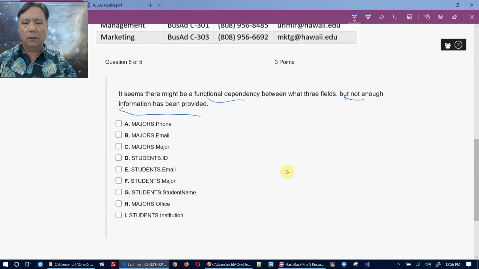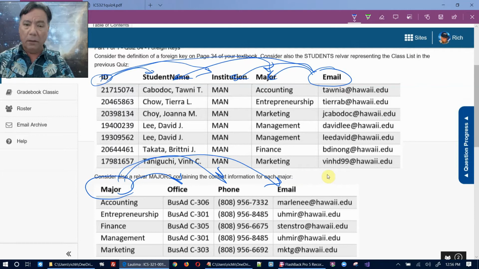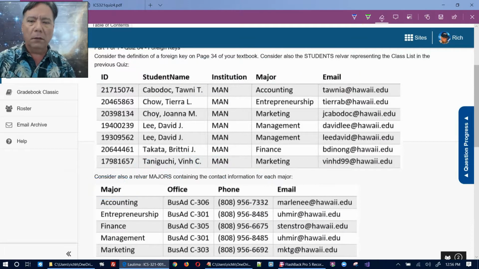Okay, so we're talking about three fields. Let's look at groups of three fields that don't, by definition, have any functional dependencies between them. Let's see. Let me erase this. How would I do that? All right. Okay, that works.